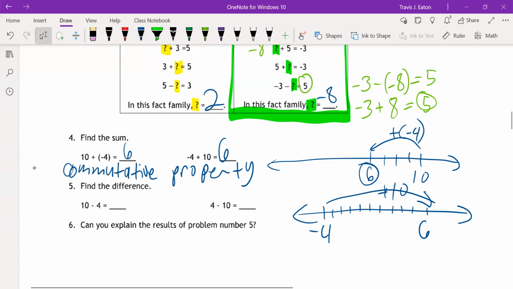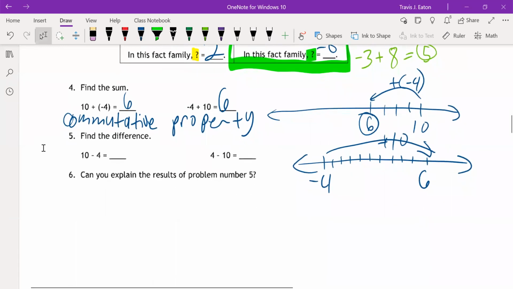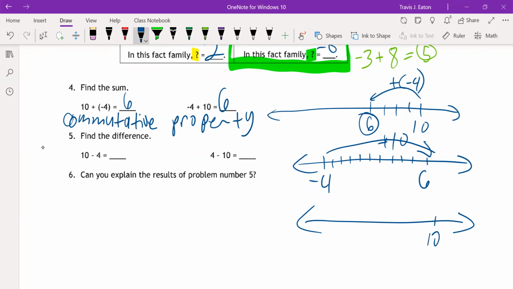Well, let's find out. 10 minus 4. Well, okay. Again, we'll start here. Here's 10. 10 minus 4. So I'm going to move to the right, or sorry, to the left. I'm going to move to the left 4 places. 1, 2, 3, 4. 9, 8, 7, 6. So 10 minus 4 is 6.